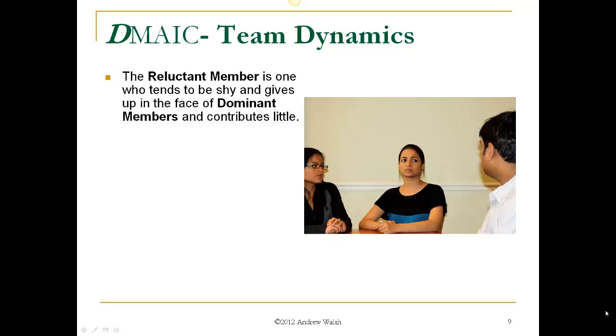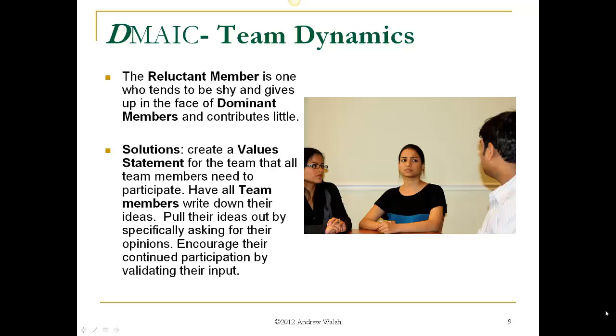The reluctant member is one who tends to be shy and gives up in the face of dominant members and then contributes very little. Again, the value statement for the team should require that all team members need to participate. Have all the team members write down their ideas. Pull their ideas out by specifically asking for their opinions. Encourage their continued participation by validating their input after they've shared it.